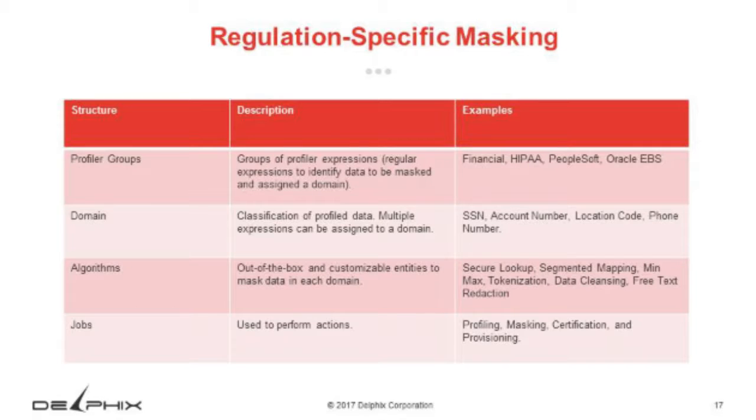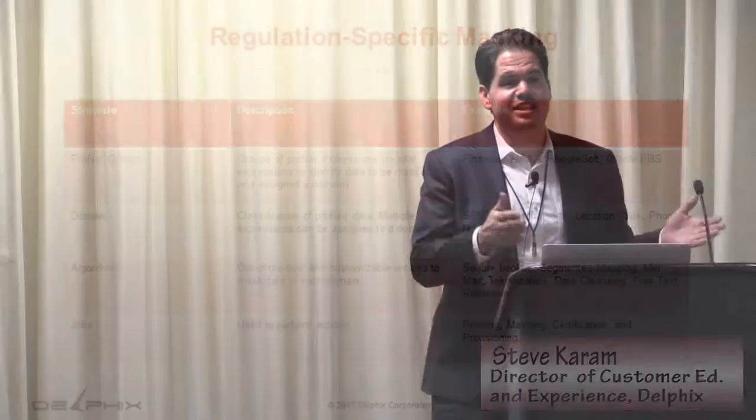We do this by using what are called profiler groups. These are groups of expressions that help us determine sensitive information based on the regulations you're beholden to. So financial, HIPAA, PeopleSoft, Oracle EBS, these various profiler groups allow us to go in and rapidly find the exact columns or tables that are holding data that may be sensitive based on your regulations. Domains help us classify that data. Are they social security numbers, account numbers, locations, phone numbers?